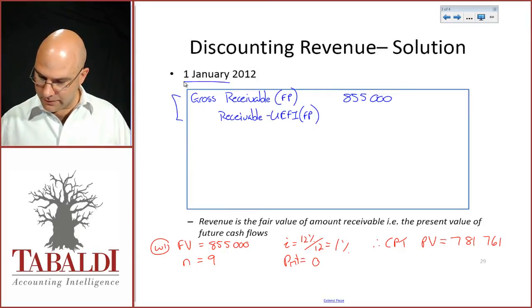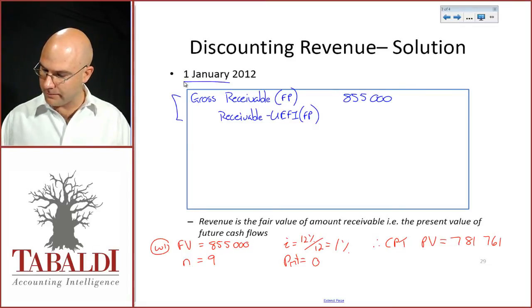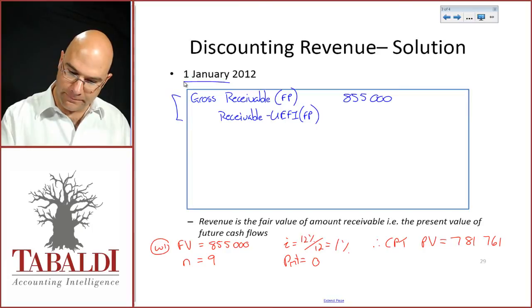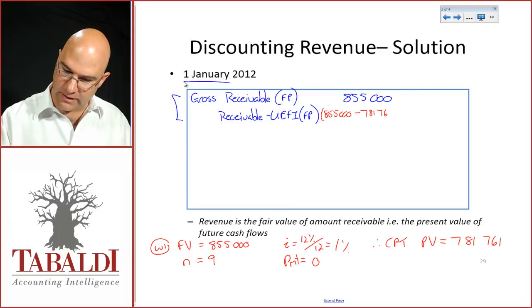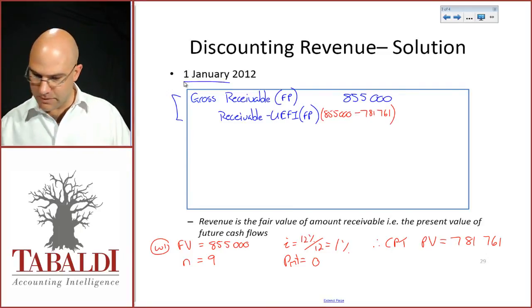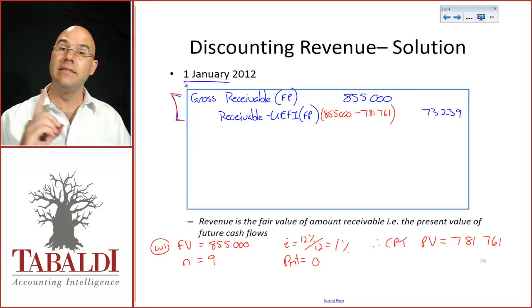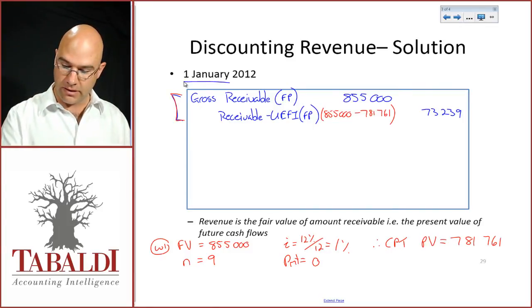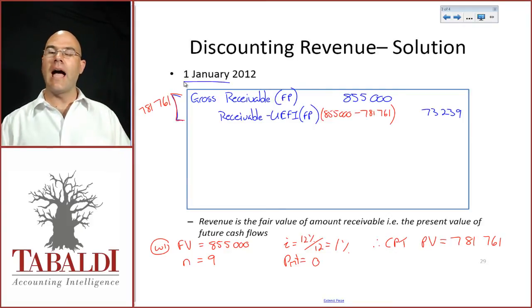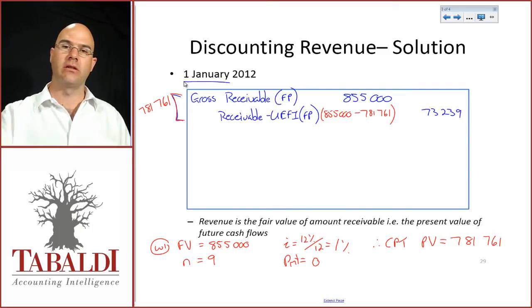The 855,000 minus the 781,761, which we've got at the bottom here. That is going to give me a figure of 73,239. See, I'm only recognizing the net amount as the debtor, right? So the net amount will be 781,761. I have to show it on 2 line items to create an audit trail though, please.